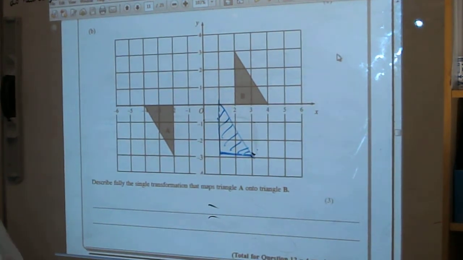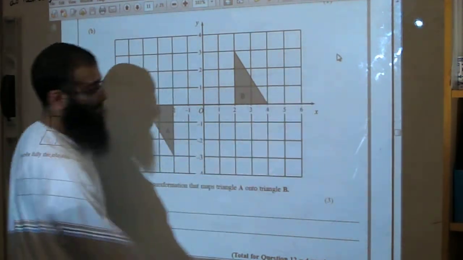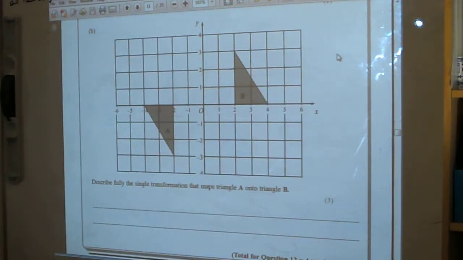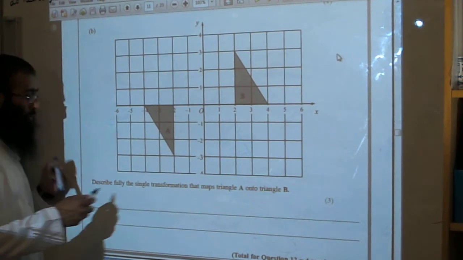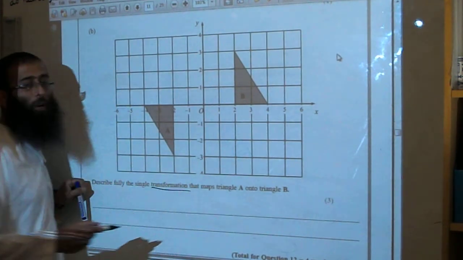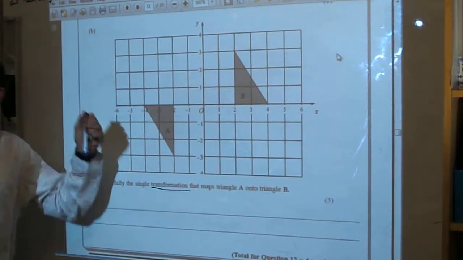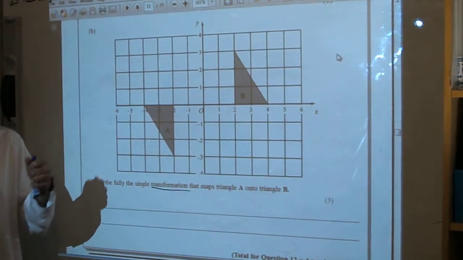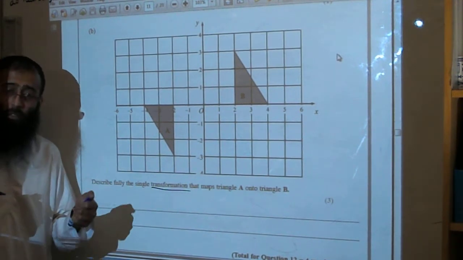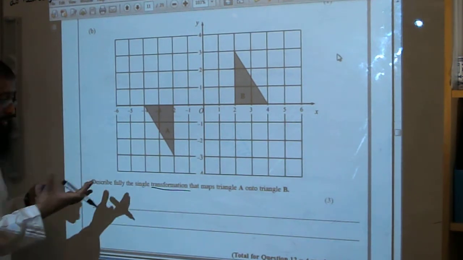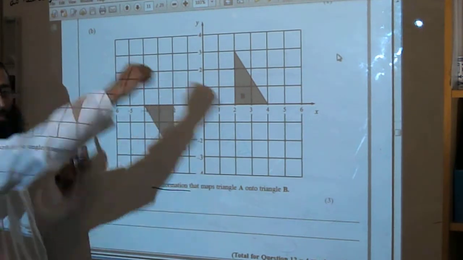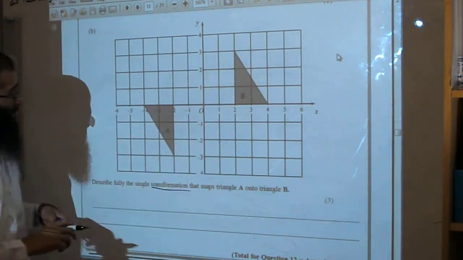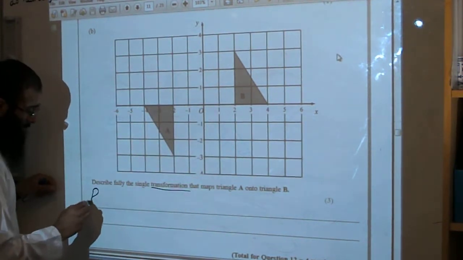Okay, next question. Right. The next question says, describe fully the single transformation that maps triangle A onto triangle B. Whatever you do, folks, do not use the word transformation in your answer. They're going to describe the transformation. So is it, for example, a reflection, a rotation, an enlargement, a translation? Yeah, you can't use the word transformation back in the answer. Now to get from here to here, it looks like we've turned it around. So the first one we're going to use here is rotation.